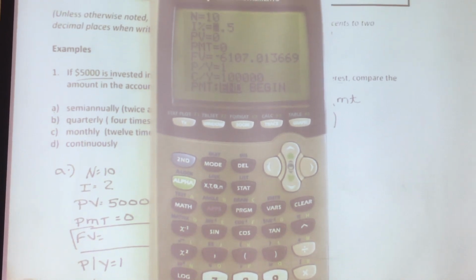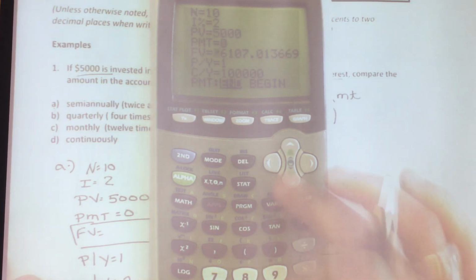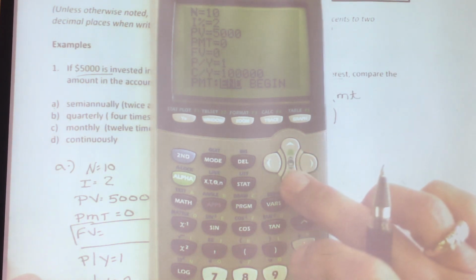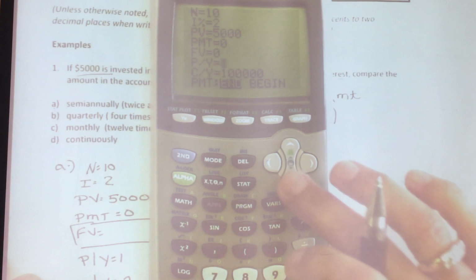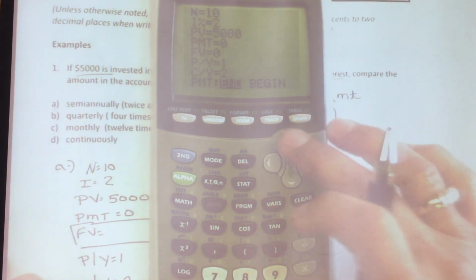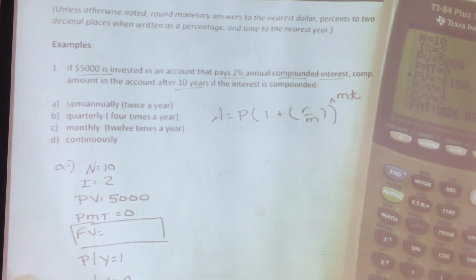So N is 10. I is your interest rate of 2. PV is 5,000. You have no payments. Future value is 0 for now. P/Y is 1. And C/Y is compounded semi-annually, so that's 2. So go to future value, alpha, enter, and that is your future value, $6,100.95.